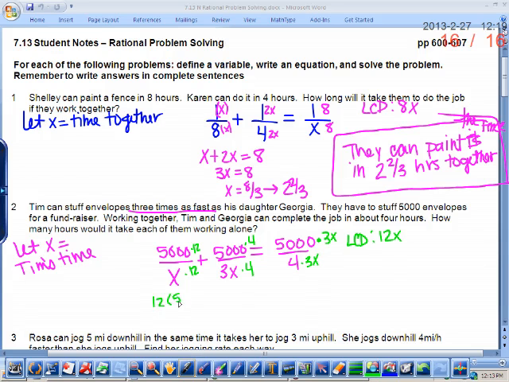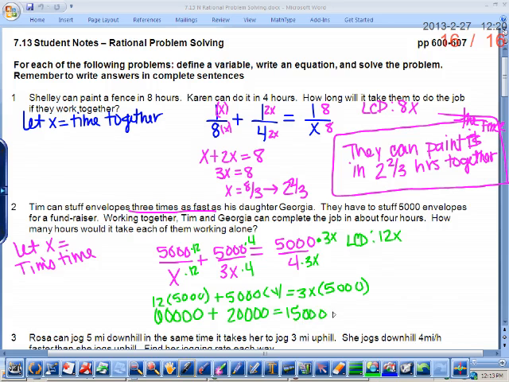So I have 12 times 5,000 plus 5,000 times 4 equals 3x times 5,000. You have your calculator. Make sure you use it. This would be 60,000 plus 20,000 equals 15,000 x. So we get that 80,000 equals 15,000 x.